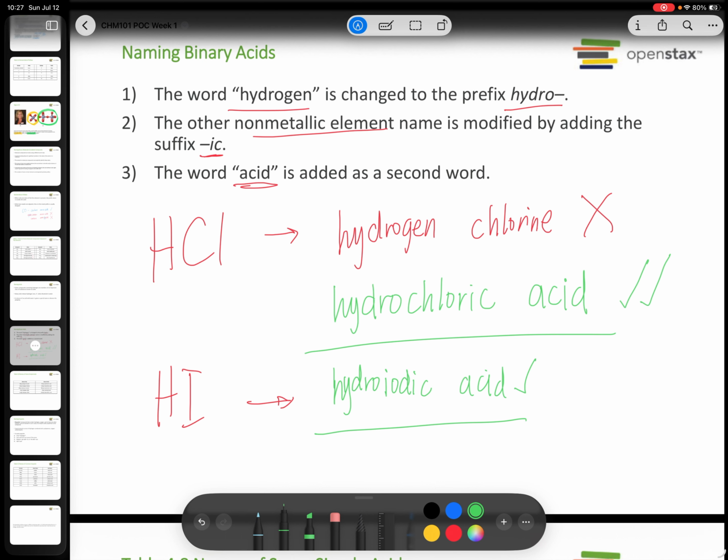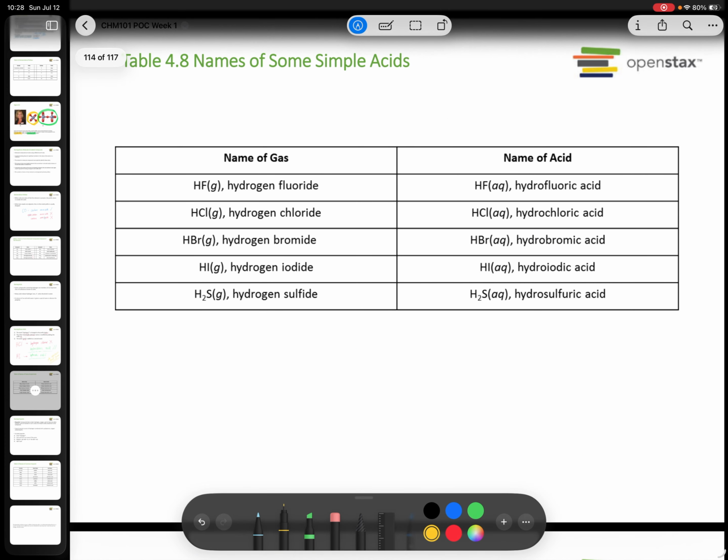Okay? So, notice that this naming pattern is used for the aqueous acid form. Okay? Note natin na this is for aqueous acid form. Okay? This is not necessarily for pure gas, no? So, pure gas, iba naman kasi yun. Okay. So, yan. Meron tayo dito mga example.